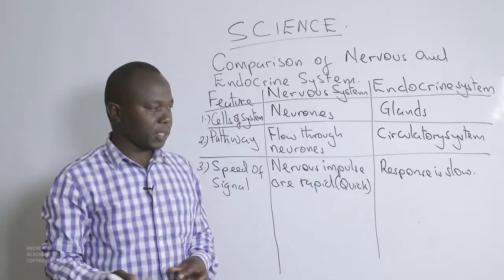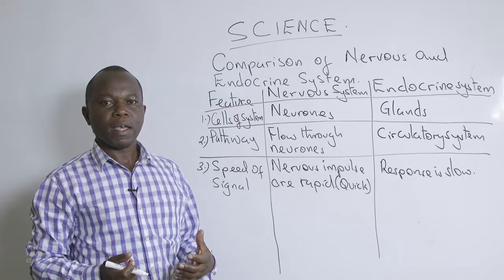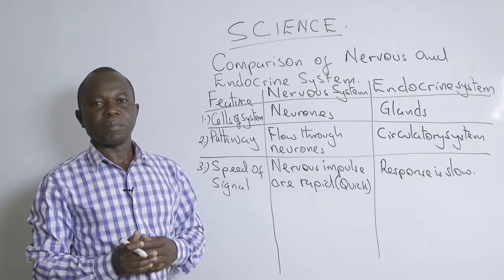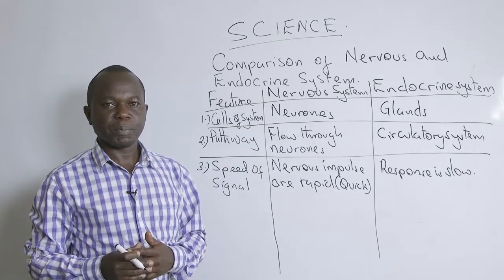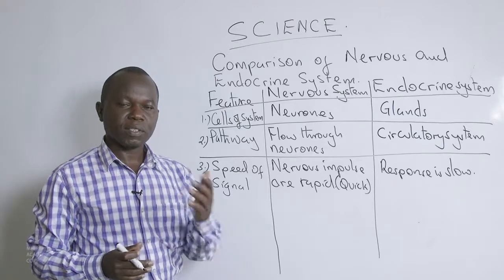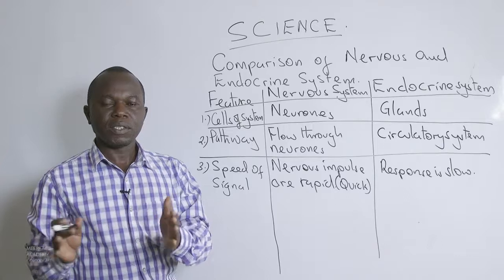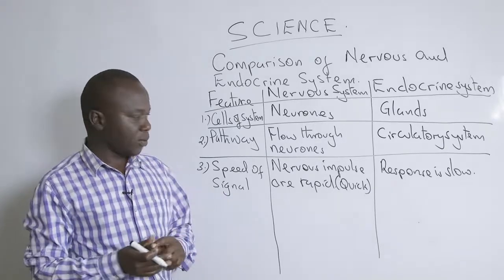We can give very many examples just to justify this. For instance, if a boy has to develop into manhood, we have hormones that are involved at puberty. Testosterone has to be released. That one is going to take a longer time. That is something that usually takes even years or some few months.